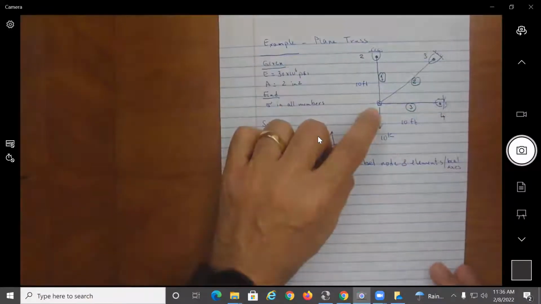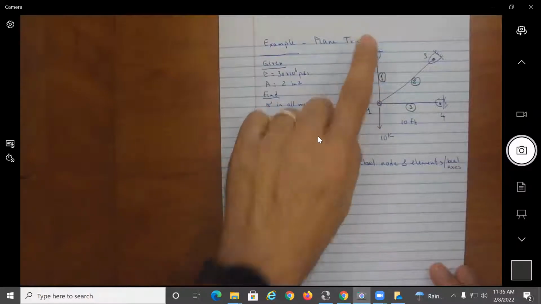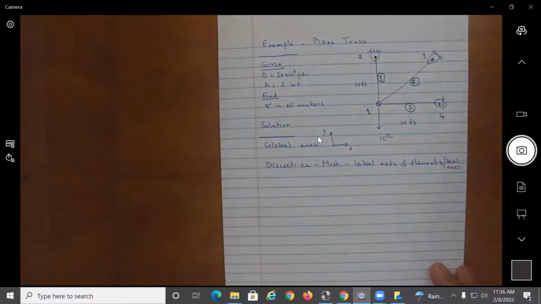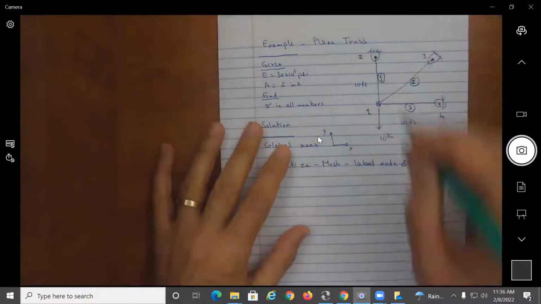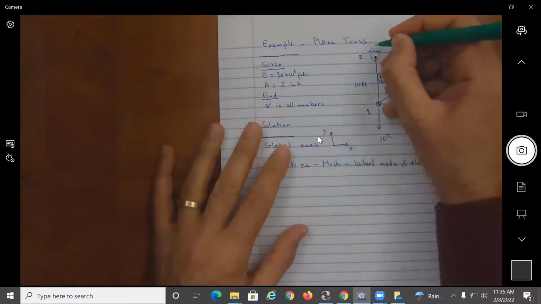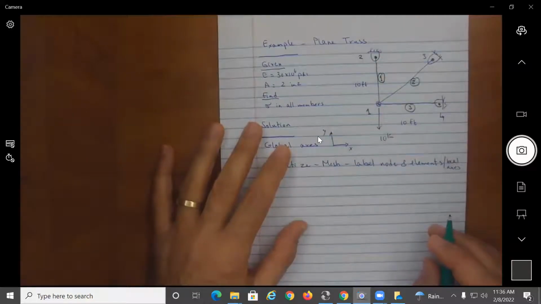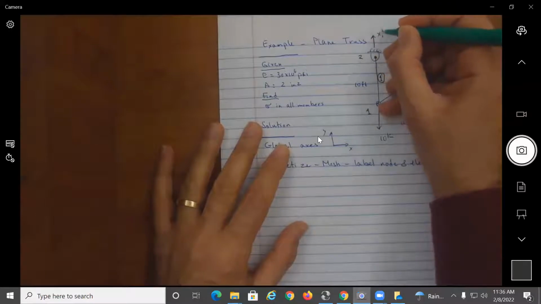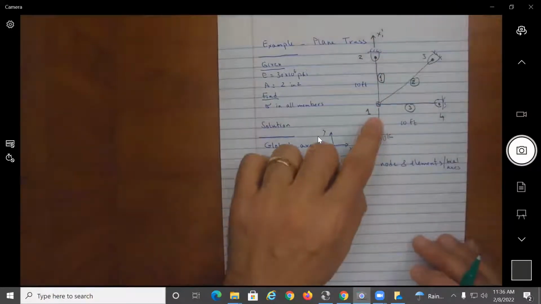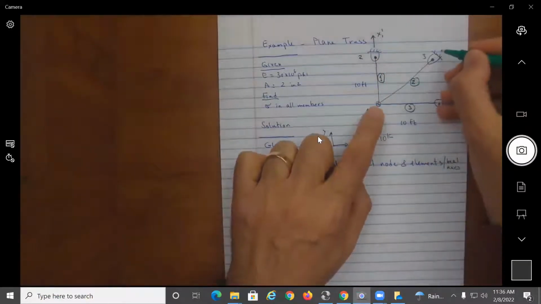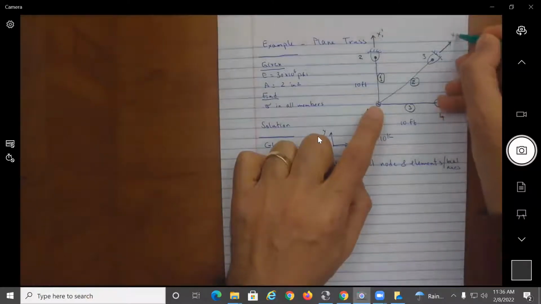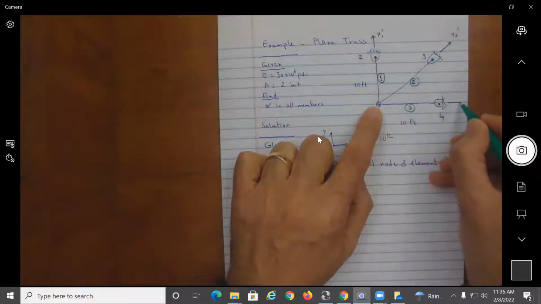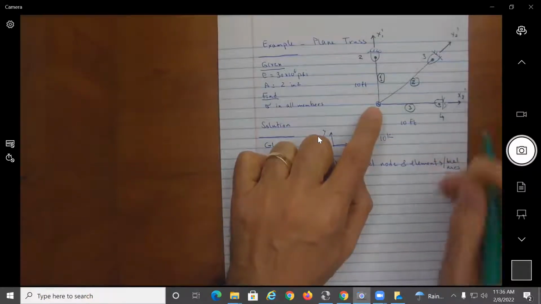So element 1 extends between 1 and 2. For element 1, I will have an x prime that is going in this direction, x1 prime. Element 2 is going to have an x2 prime going in this direction. And element 3 is going to get an x3 prime going in this direction.